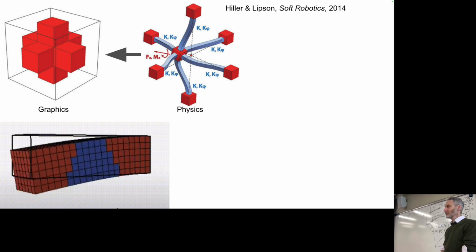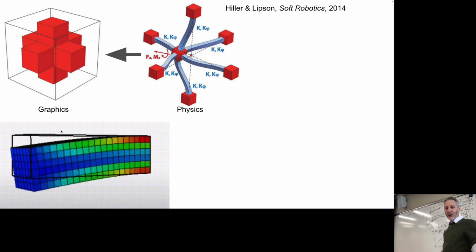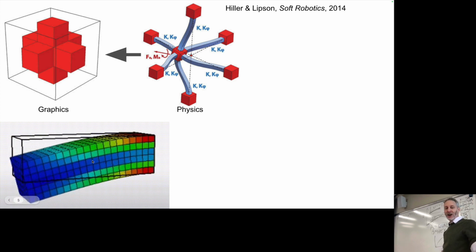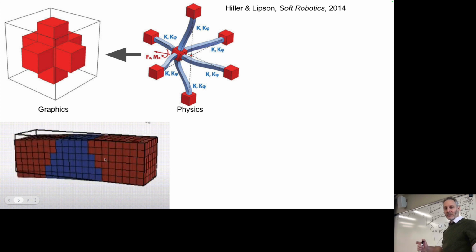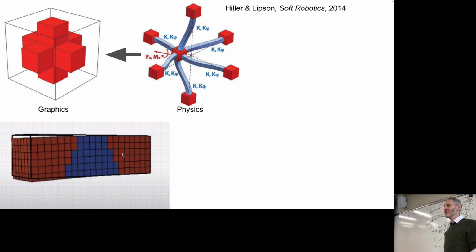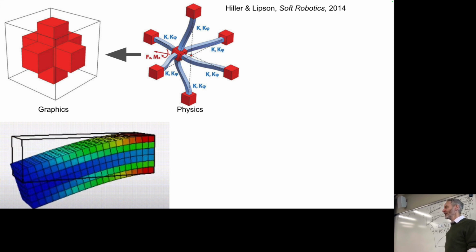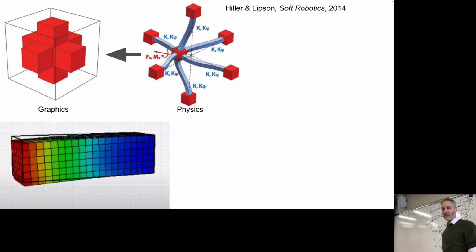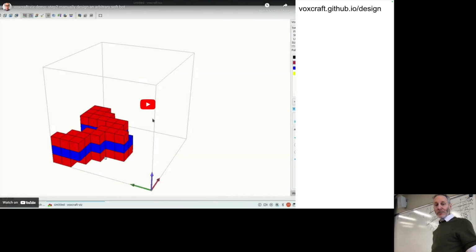It looks like the darker colors have higher stiffness. The blue in the middle has higher stiffness, and the red ones are connected with stiffer beams or springs. Everybody get how this physics engine works? Okay. All right, you can play around with it.